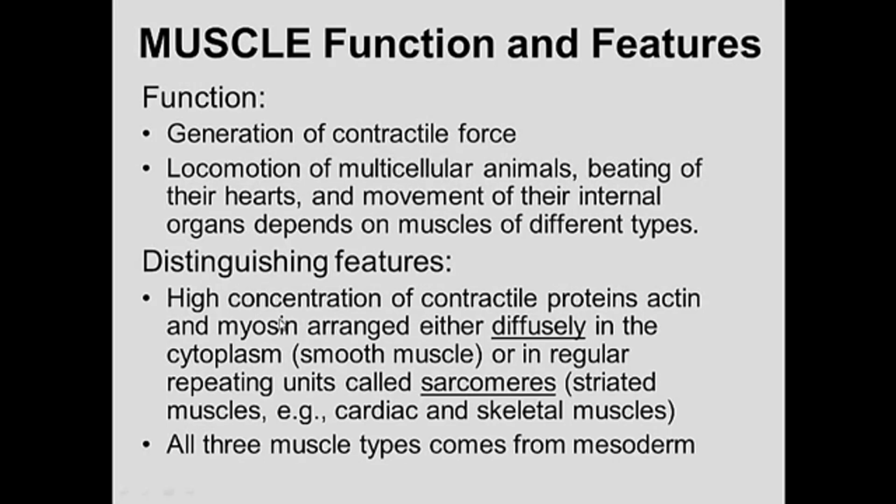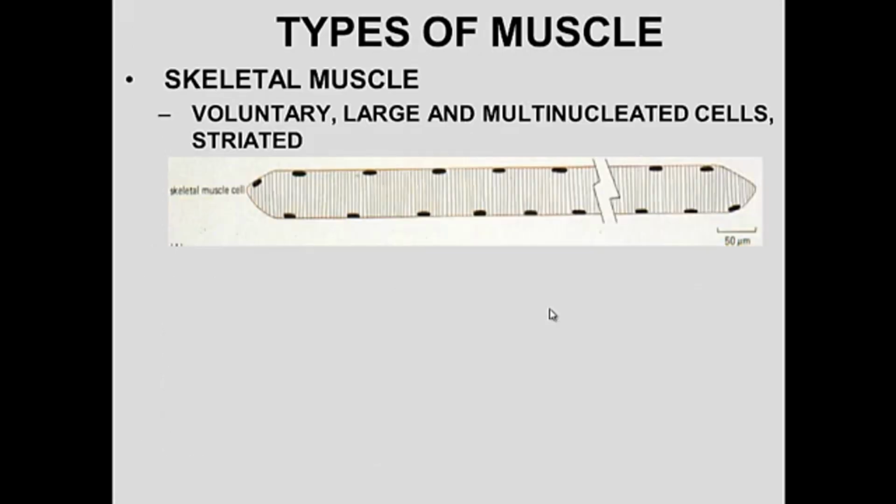Distinguishing features of them: muscle has a high concentration of contractile proteins, actin and myosin, and sometimes they're arranged diffusely, like in smooth muscle, and other times they're arranged in sarcomeres. The sarcomere is the functional unit of striated muscle. And all three types of muscle, cardiac, skeletal, as well as smooth muscle, come from the mesoderm.